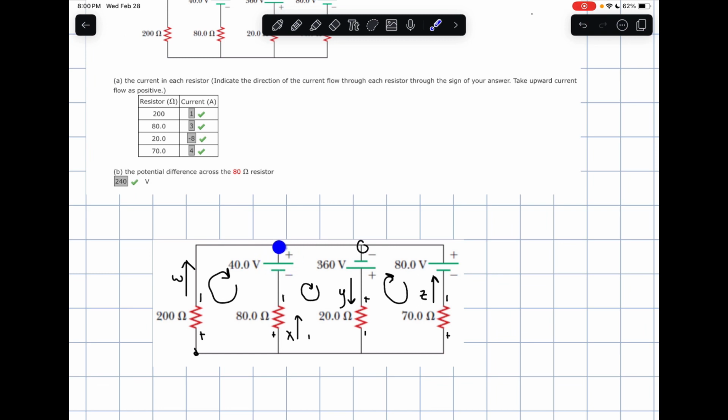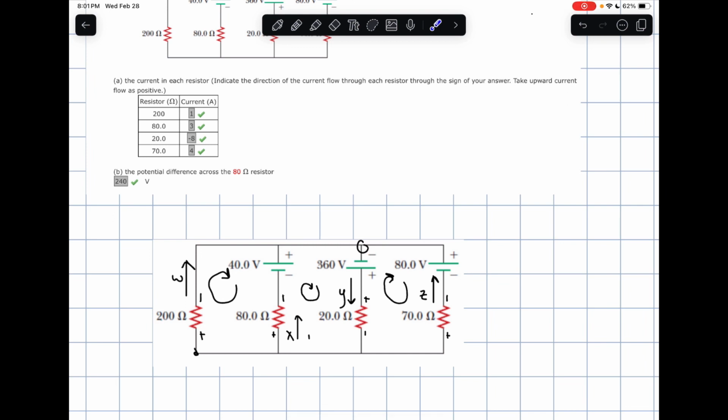I did them in correspondence with the battery terminals. Since the positive side is towards the top, I said it would flow from negative to a positive potential. In this case, since it's reversed, I said that Y would flow from this negative to positive potential. And since this one is like this one, I said that current Z would flow from that negative to positive potential.